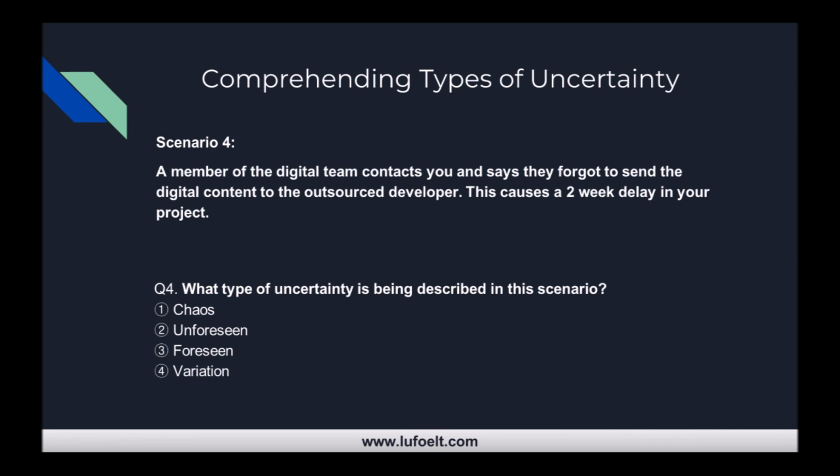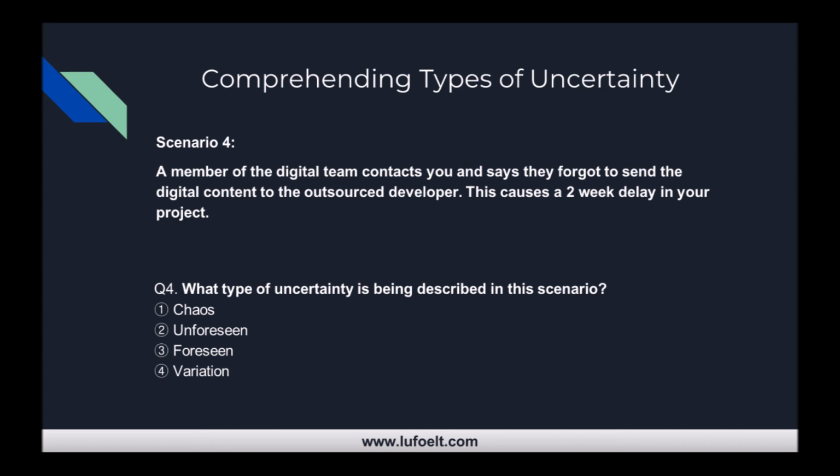So here, scenario 4. A member of the digital team contacts you and says that they forgot to send the digital content to the outsourced developer. This causes a 2-week delay in your project. What type of uncertainty is being described in this scenario? Is it chaos, unforeseen, foreseen, or variation? All right, what do you think?